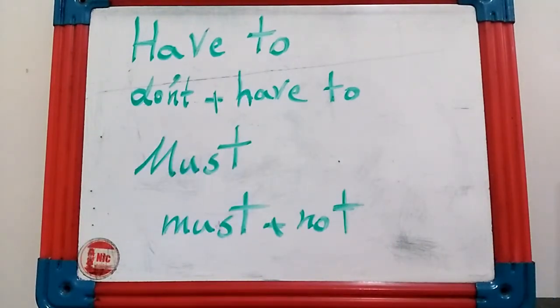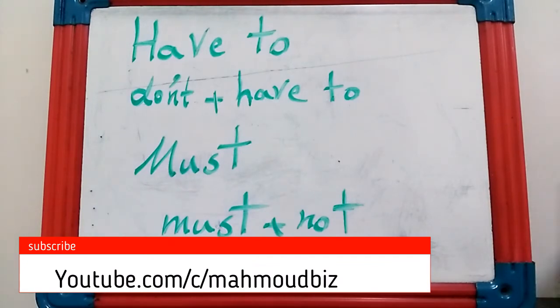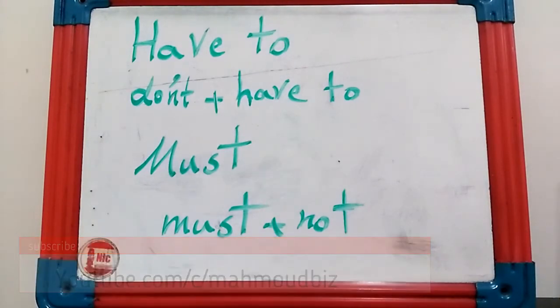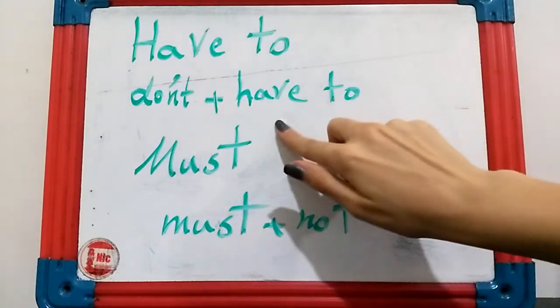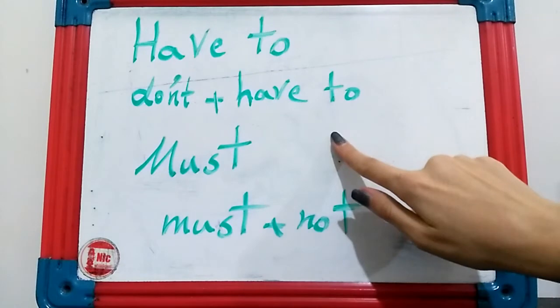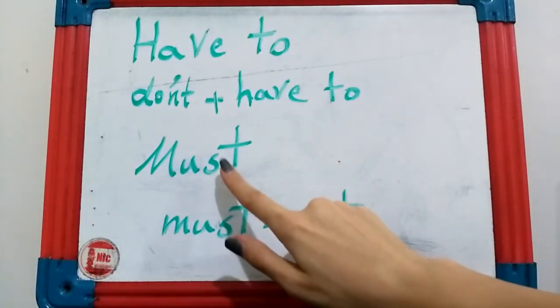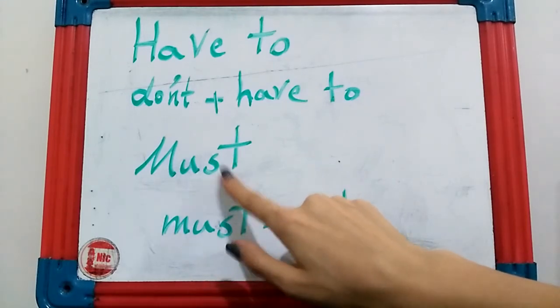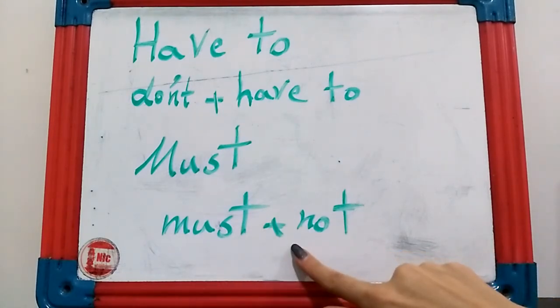So to sum up what we learned today: have to is used when it's an external obligation. وقتی یک اجبار بیرونی هستش برای ما، مثلا رئیسمون، مدیرمون. And the negative structure is don't or doesn't plus have to. And must is an obligation که اجبار و ضرورت رو به ما نشون میده. And the negative form is must plus not.